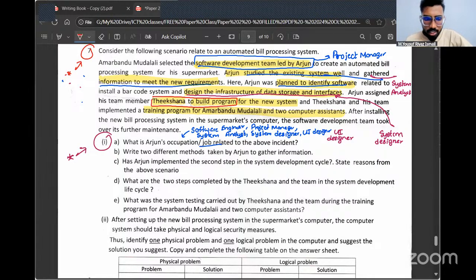Yes. So if you mention any of these answers, software engineer, project manager, system analyst, system designer, UI designer, put 1 mark there.